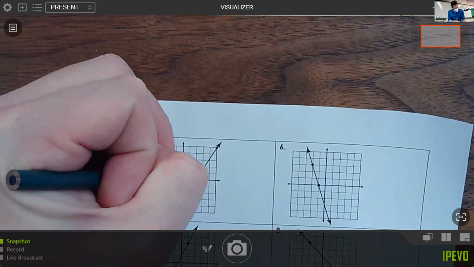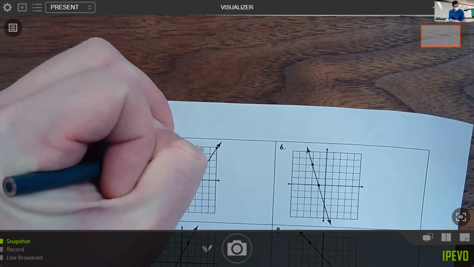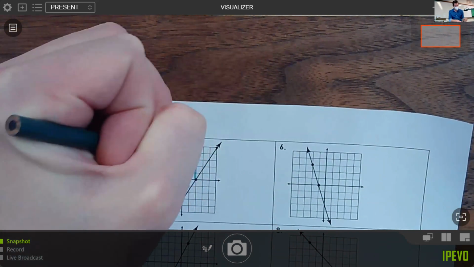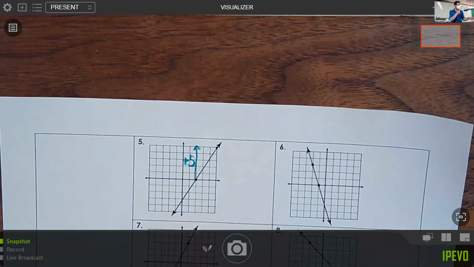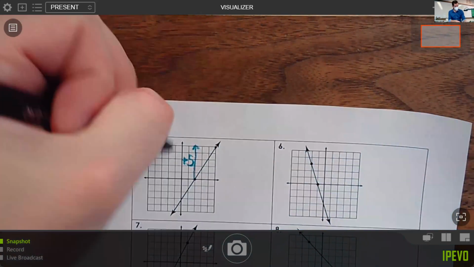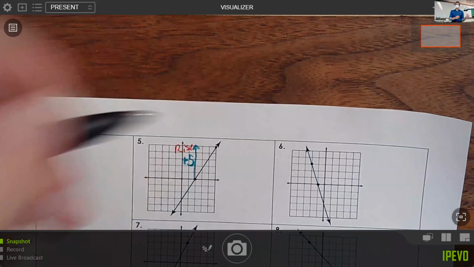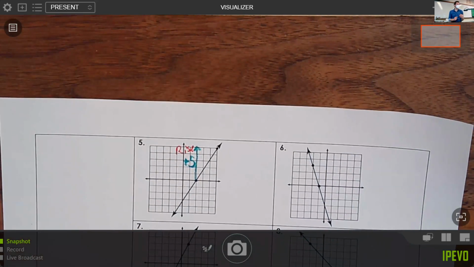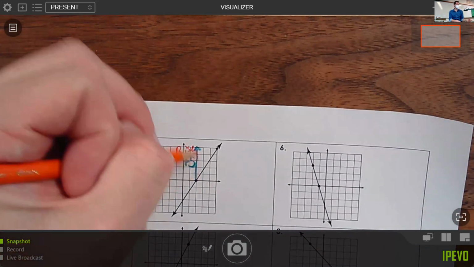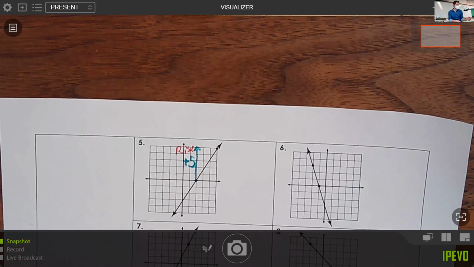By the way, when you're actually calculating these, you don't have to draw the arrows. You don't have to write the +5. You don't have to write the word rise. I'm doing this as just an introduction until you get comfortable with this process. If you're comfortable with this process and just counting up and over and writing your fraction, I'm totally fine with that. But I just like to be really detailed when I first teach things.